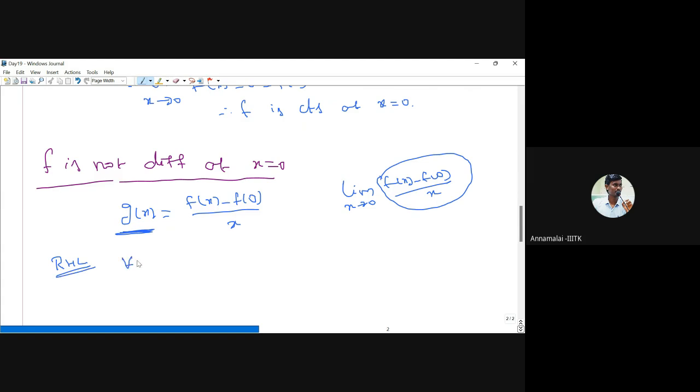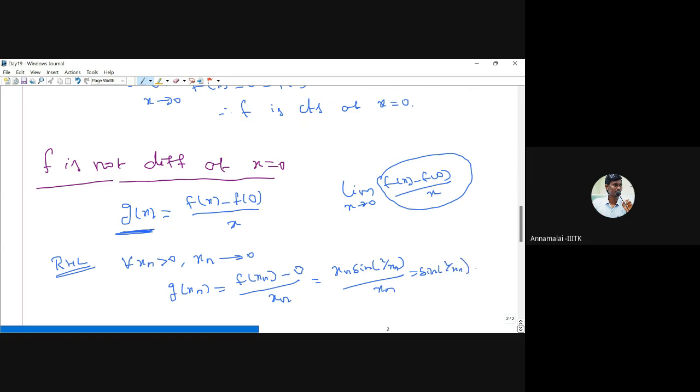Now we have to find the right hand limit of this new function g. So if we take any sequence xn which is greater than 0 and xn converges to 0, then what happens? g of xn, by the definition, is f of xn minus f of 0, f of 0 we know is 0, by xn. But xn's are non-zero, therefore f of xn is xn into sine 1 by xn, divided by xn. Since xn is non-zero, we can cancel it. We get sine 1 by xn.